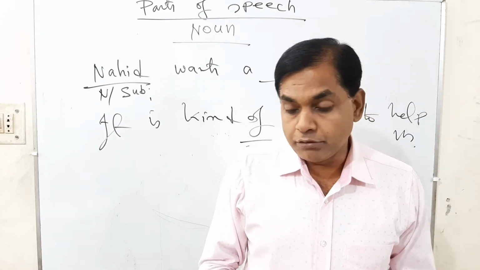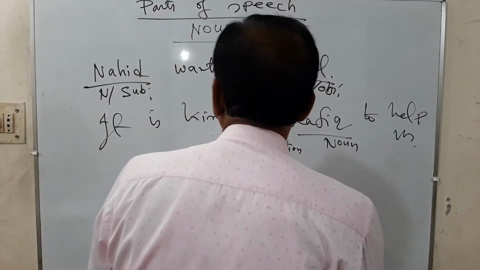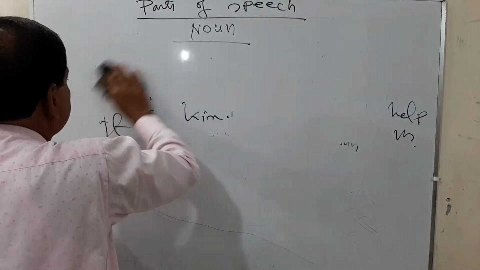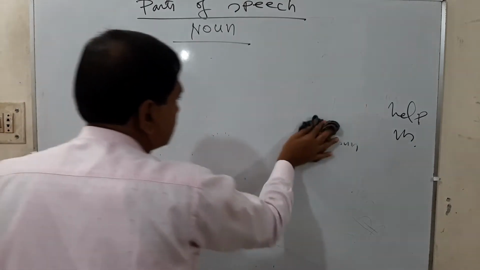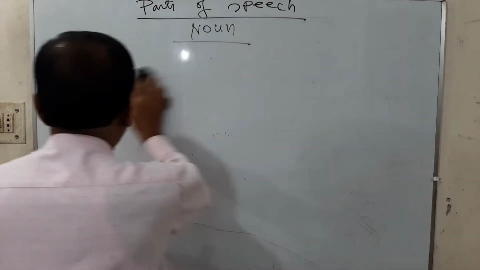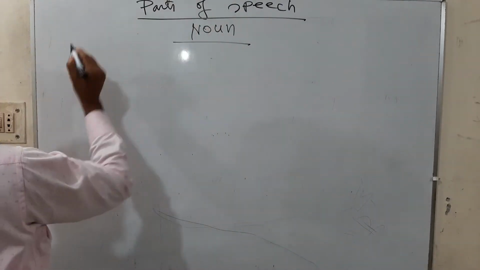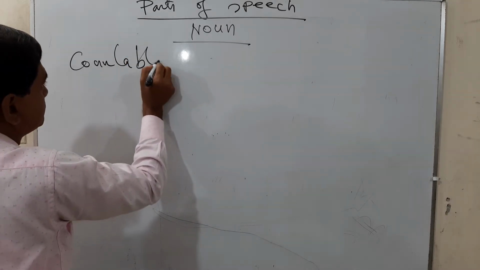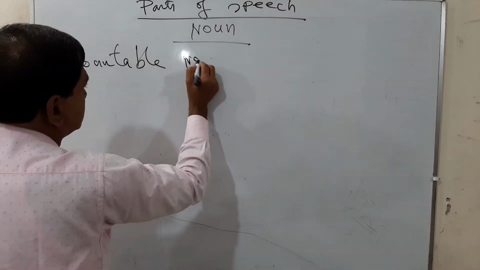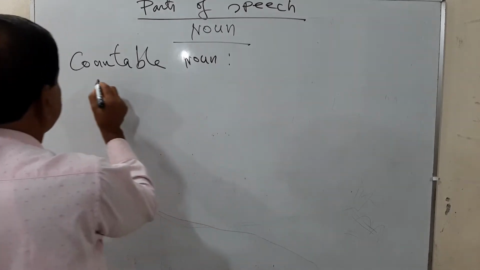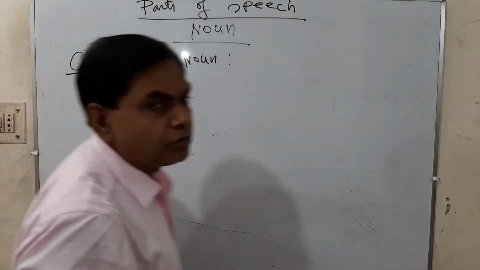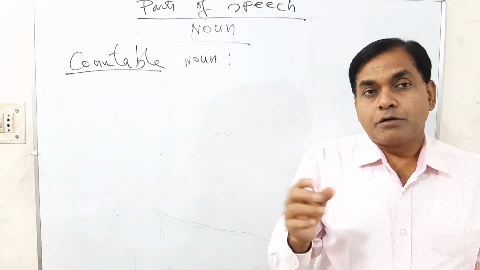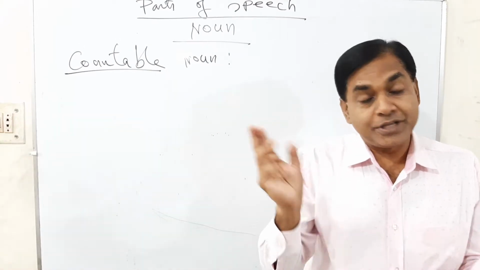And now we are thinking about it according to the number. Count. According to the situation of count, we have two kinds of noun. One is countable and the other is uncountable. Look at it, countable noun. So my dear viewers, you can easily think about it. Countable, what is that? Countable means we can count it.